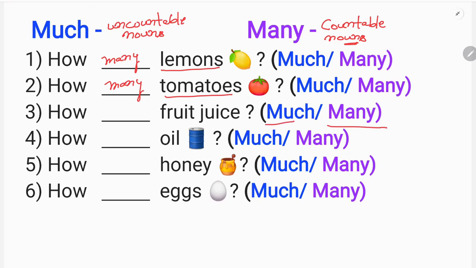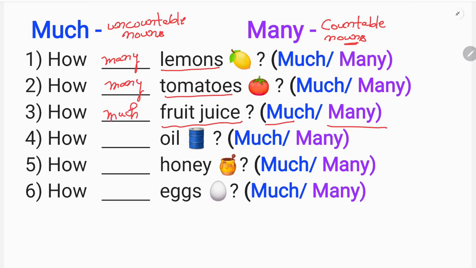Third question is, how blank fruit juice? Much or many? Here, fruit juice is an uncountable noun. We cannot count fruit juice. So whenever we have uncountable nouns, we use much with them. So here we have how much fruit juice.